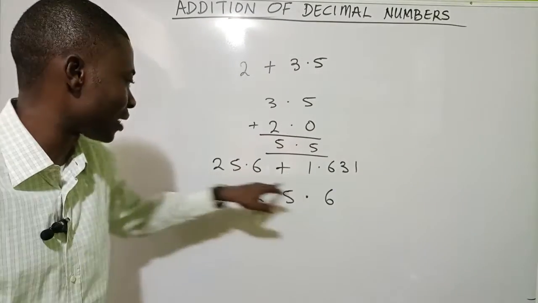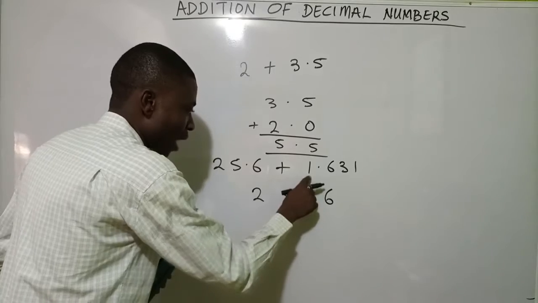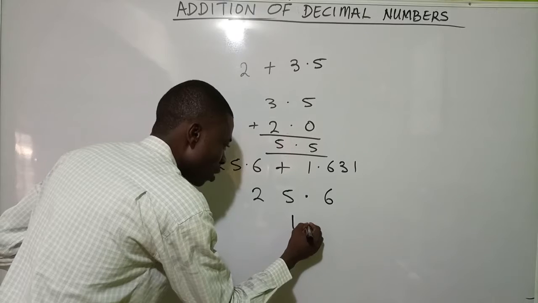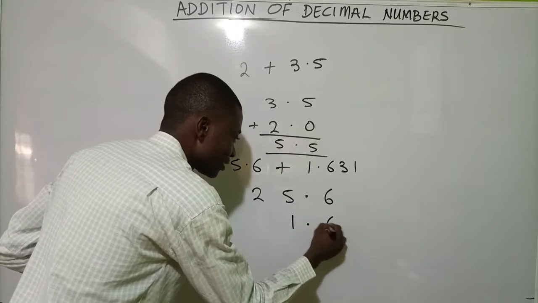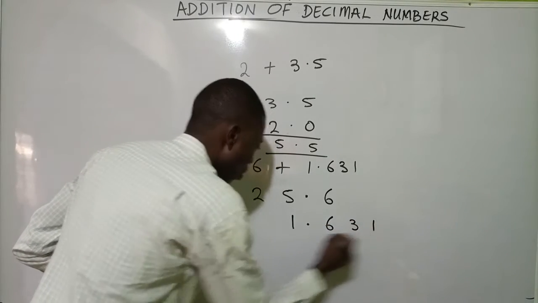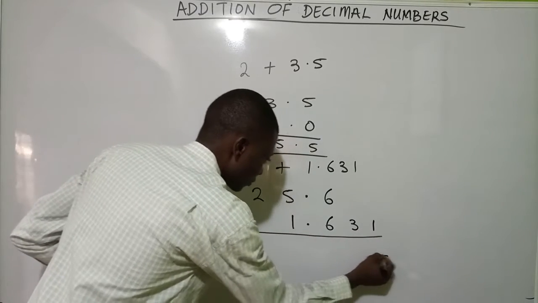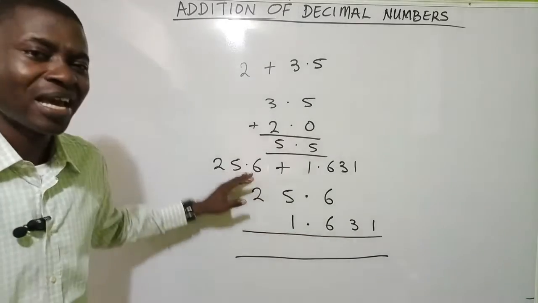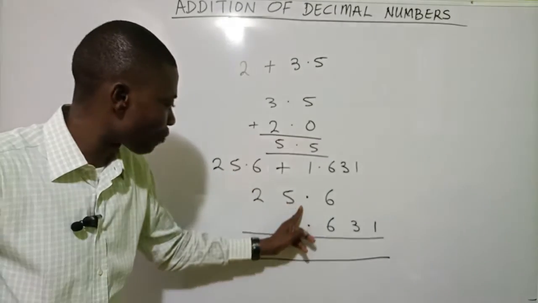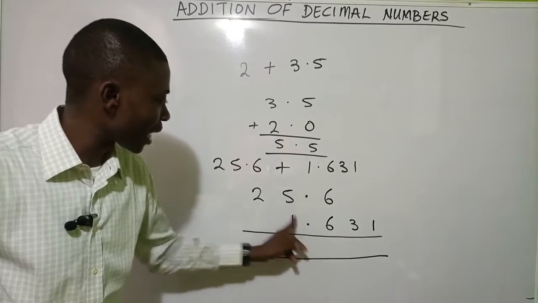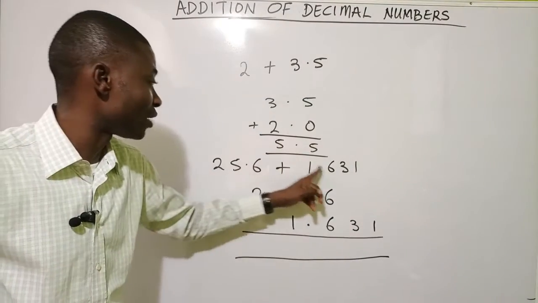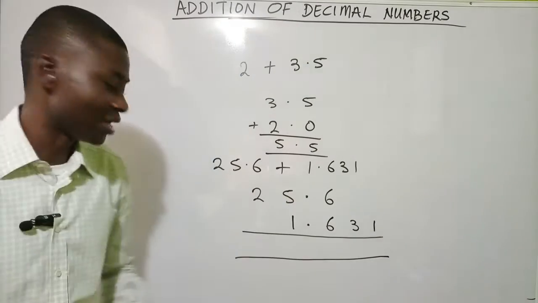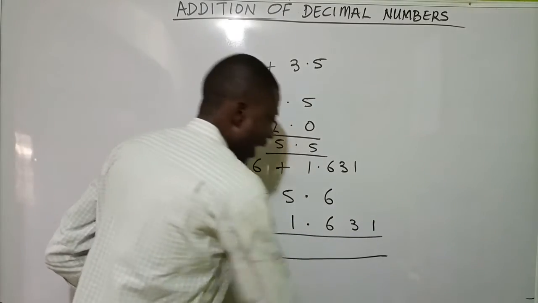Now I want to add this to this. So this 1 is here because we are having a decimal after it. You drop your 1 here, then .631. This is how you arrange. When you are adding, your decimal point must be on a straight line. Wherever the decimal point falls here, that is where the other one is going to fall. Once you do this, definitely you will get your answer.